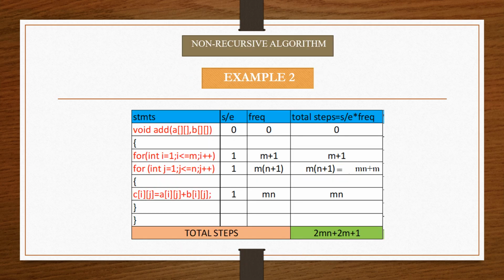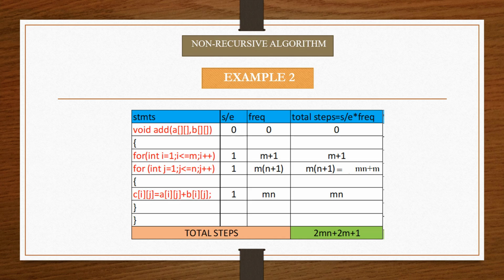Next example. This is for addition of matrices. This statement is simply a function declaration, so it is not executable. Frequency is also 0. And here is an executable statement, so 1. This will be executed m plus 1 times. m is the true times and 1 is for the false condition. So the multiplication of these two will be here.